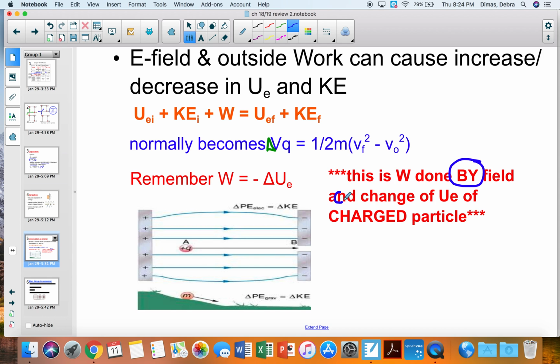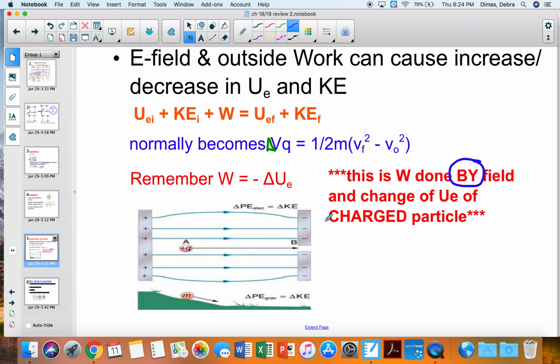By the field and change of UE of the charged particle. Okay, so maybe we'll erase that. I think I had it right to begin with. Go back. So this is the work done by the field and change of UE of the charged particle. So that's what that's saying.